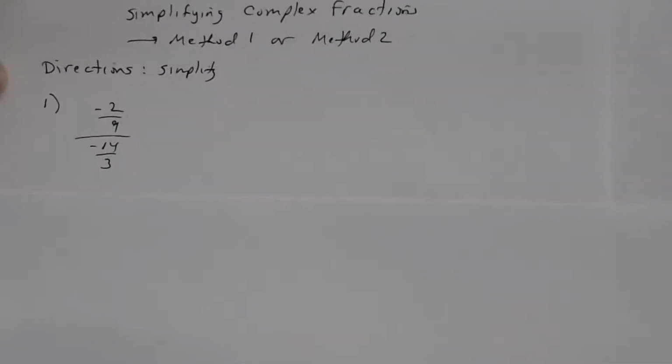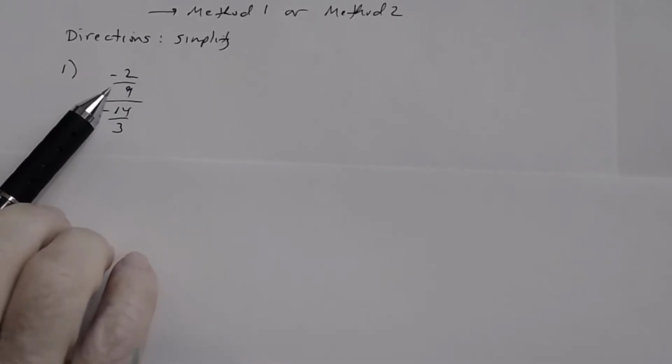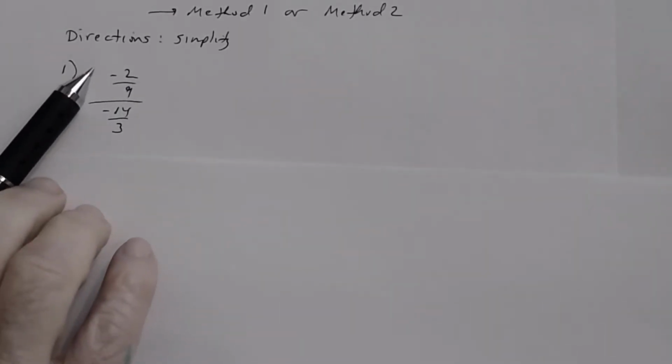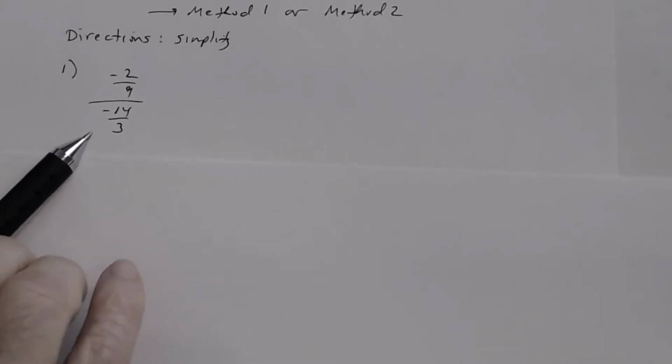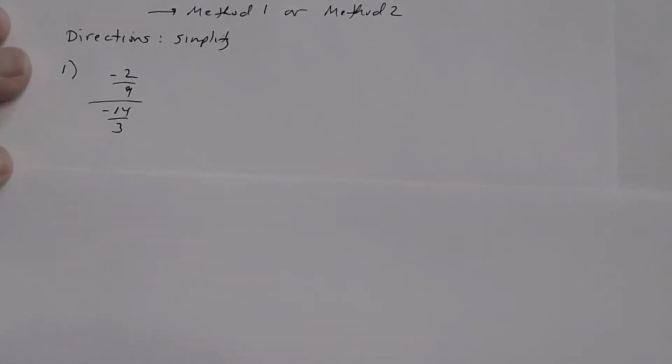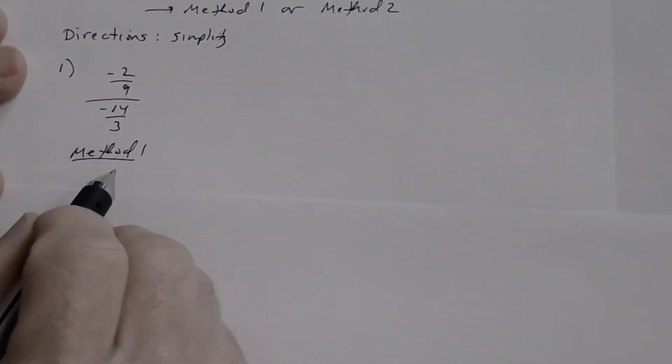So we can look at this example again where we have a complex fraction. Remember, a complex fraction is where you have one or both of the numerator and denominator having fractions in it. Okay, so if you look at this, we're going to look at it in terms of method 1 first. I'm going to try and do all of these, if possible, using both methods, just to remind you how to deal with it. So method 1, remember, says this.